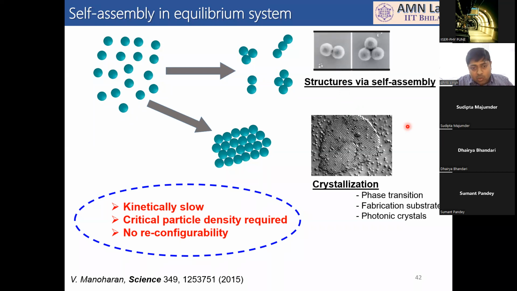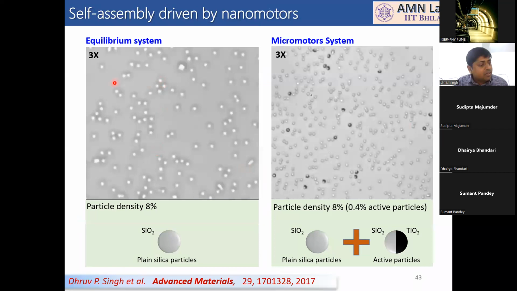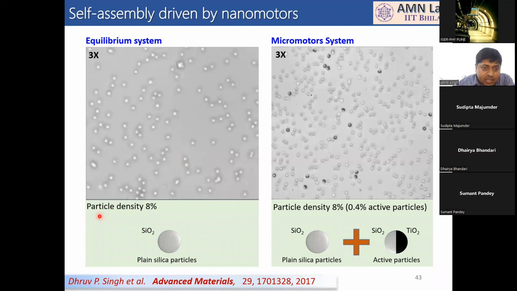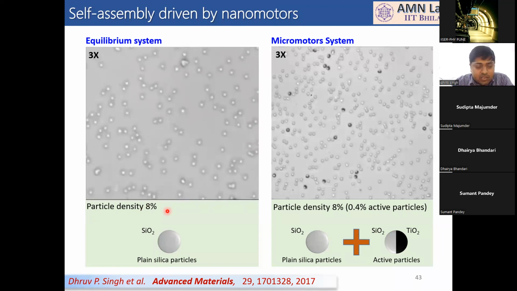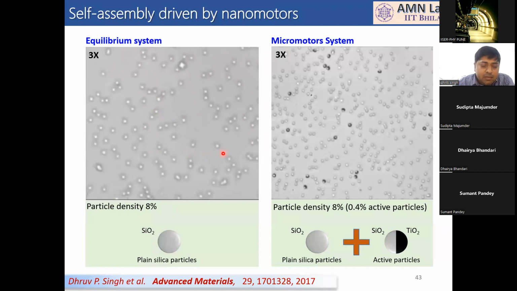So this is the equilibrium system. Equilibrium means all the particles here are passive particles. These are silica particles, and they are just doing pure Brownian motion. Here the particle density is 8%, which I would say is very low, considering the 60 or 70% required for crystal or glass formation. At this particle density, they will never form any structure in this system.